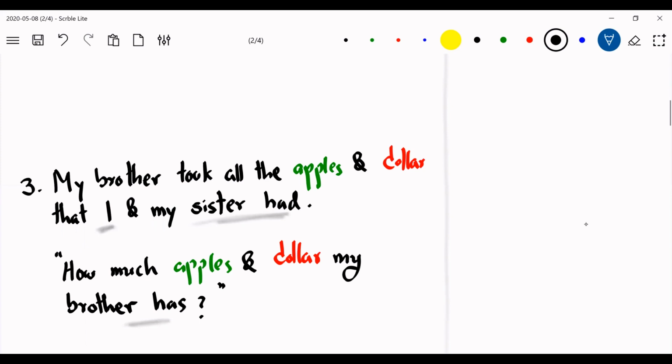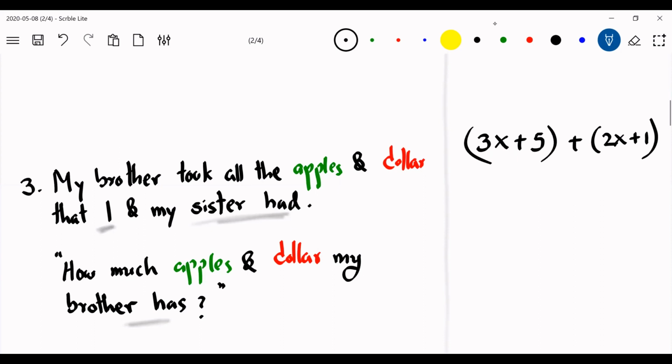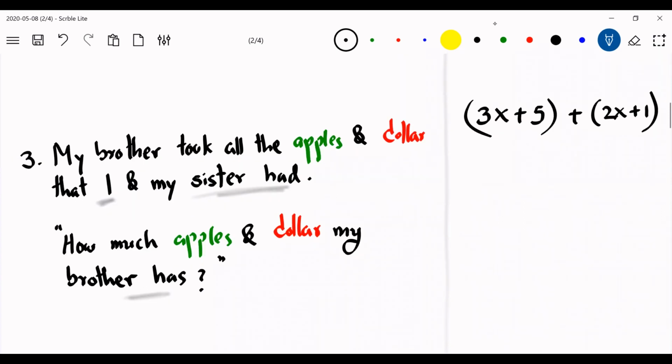So for this, I already know the 2 expressions for what I had and what my sister had, so all I need to do is add what I had with what my sister had. I had this much, and my sister had this. The expression 3x plus 5 needs to be added to the expression 2x plus 1.